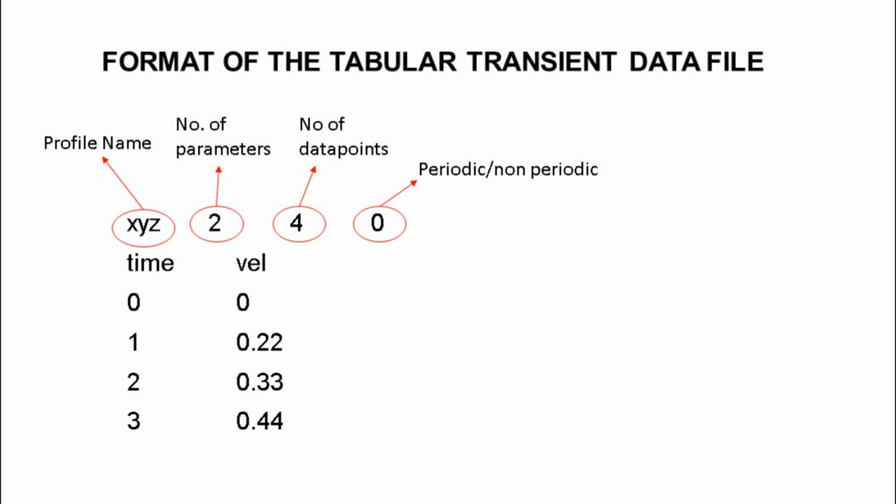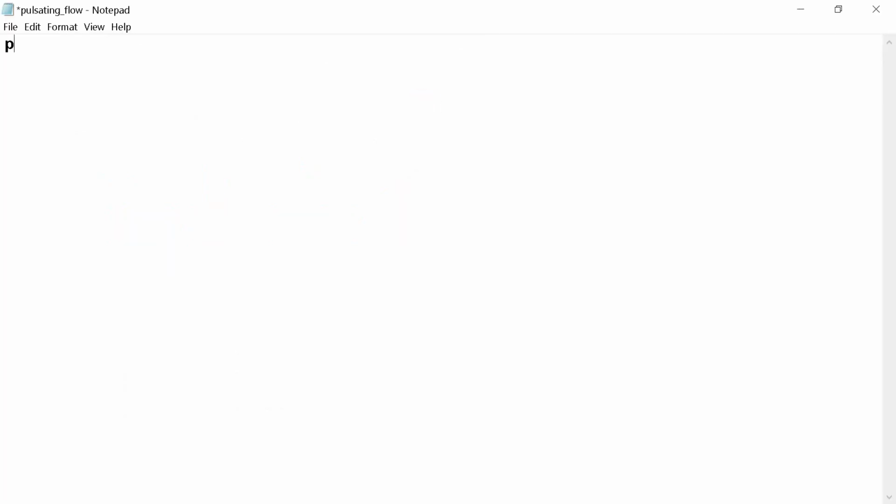Let's write the transient table data for the current problem simulation. Open the text file. Write the profile name first without any space between the words. Then press tab and enter the number of parameters as 2. Then press the tab key and enter the number of data points as 4. Then press tab and enter 1, as we want the data to be input in a periodical manner.